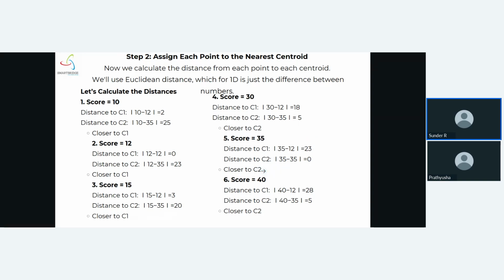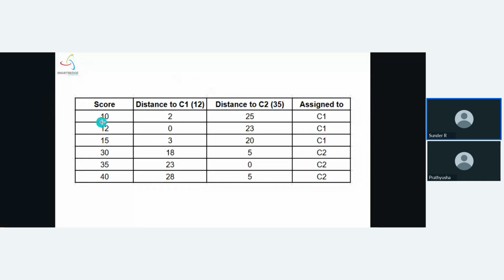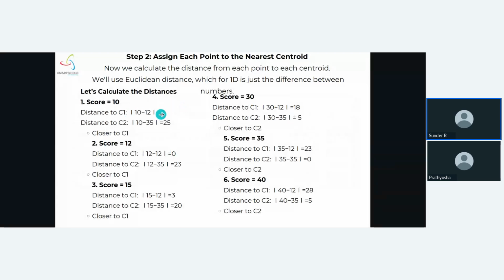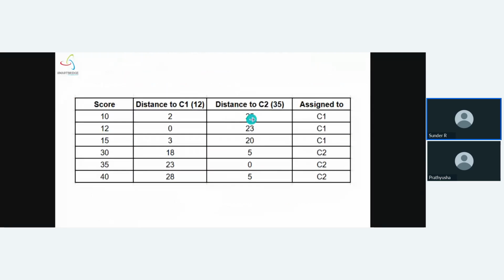Is it clear? Now we have this updated value. So this is your score, right? For C1, what is the new value? You have 2, isn't it? Next, for the value of C2, what do we have? We have 12, isn't it? Considering 12, given your first C1 value is 12 and then C2 value is 35. Is it clear? Based on these data, you're able to see that since this is the lesser value, you are going to consider this new data point for this C1.